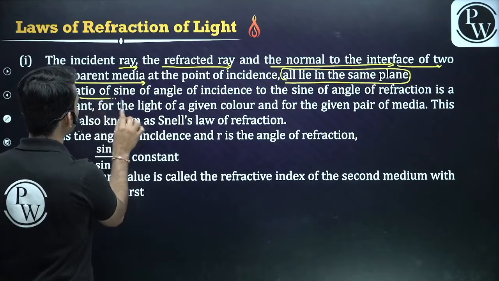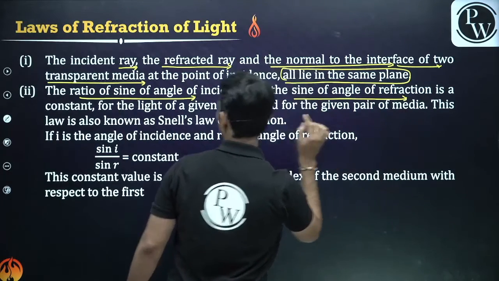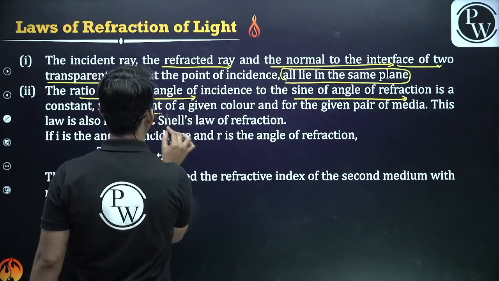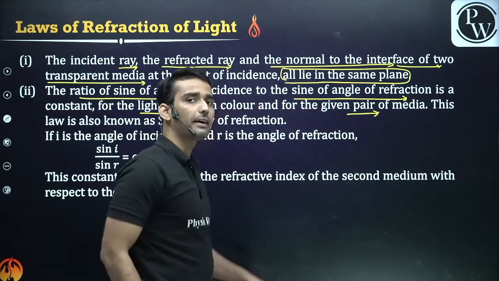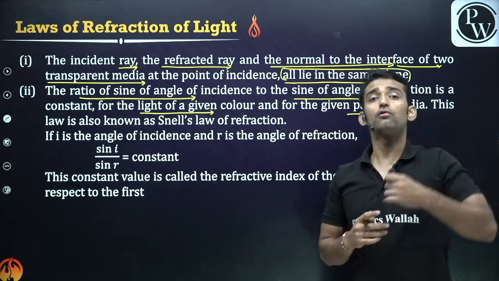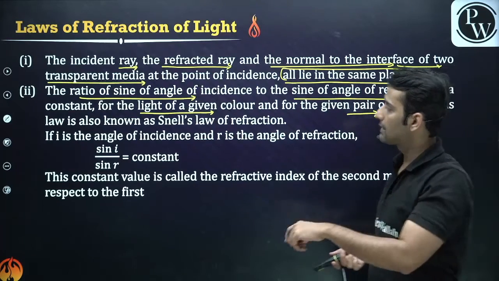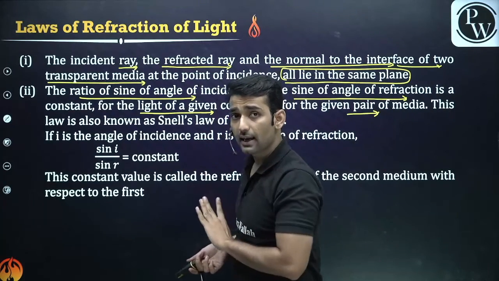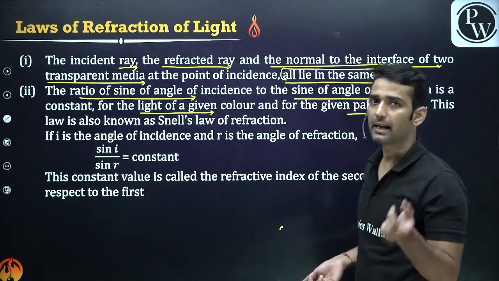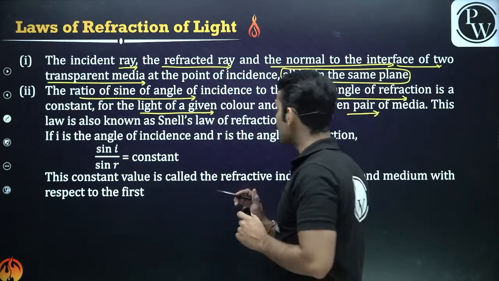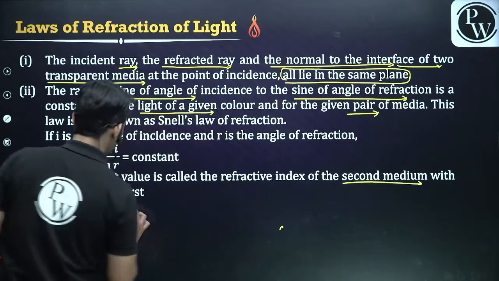The ratio of sine of angle of incidence to the sine of angle of refraction is constant for the light of given color and for a given pair of media. Suppose if I take any two media, guys, for that particular pair of media, the ratio of sine of angle of incidence, that is sin i, to the sine of angle of refraction, sin r, this ratio is constant for that media and that light, right? And this constant is called the refractive index of second medium with respect to the first.